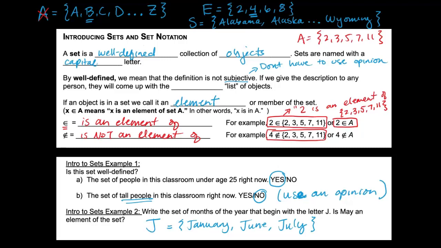And so then the follow-up question asks, is May an element of the set? And so I would say no. May is not an element of set J because it's just not in that list. It's a month that doesn't start with the letter J.